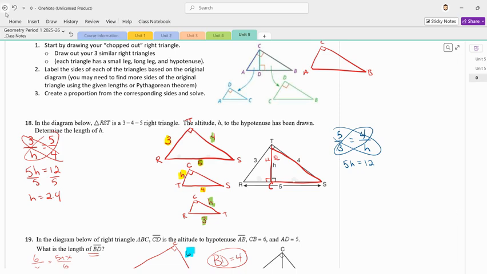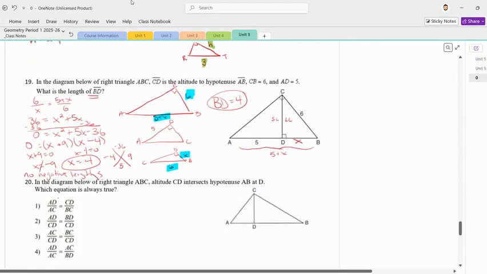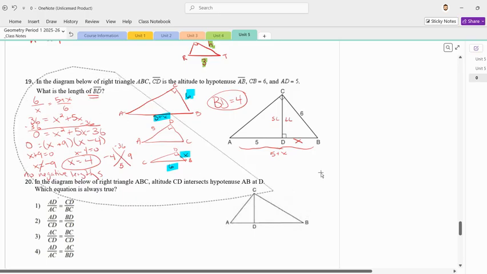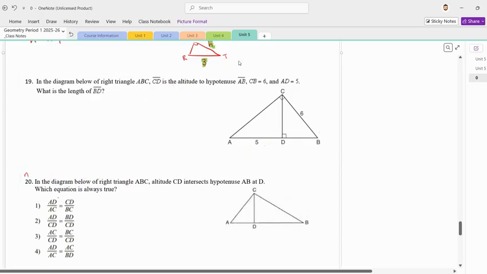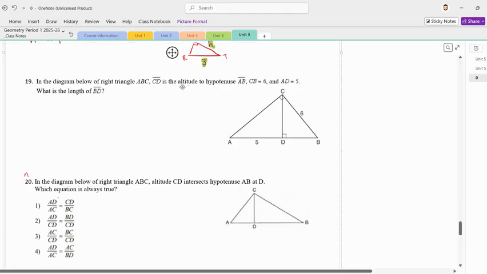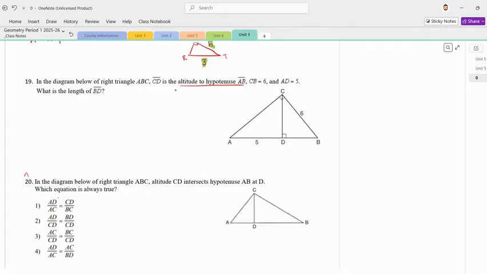All right. If we take a look at number 19, spoiler alert. Oh, up on the board here. Let's get rid of all this. We're going to go through and do it together, okay? Now, once again, we see altitude to the hypotenuse. So we know that we're creating these 3 right triangles. So we're going to draw this chopped out, stretched out triangle for ourselves.